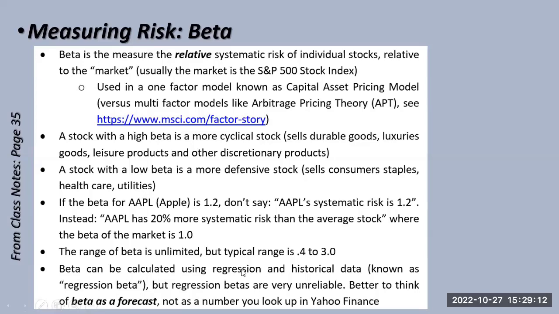Beta can be just calculated. That's called the regression beta. But I don't believe that. To me, beta is a forecast, just like anything else you forecast for a stock. So beta is not a number you look up in Yahoo Finance. It's a number you've got to determine yourself to try to figure out what you think makes sense for your company. That's what you're going to be doing in paper 3, is you're going to come up with the assumptions for the capital asset pricing model.